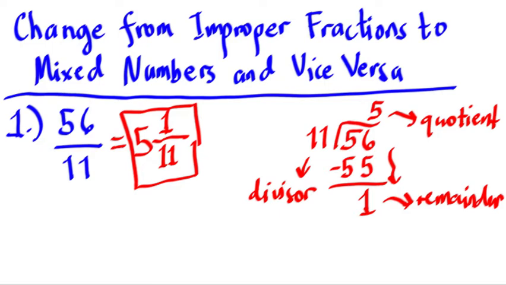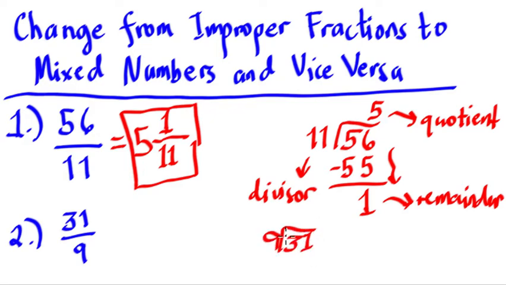For number two, let's have 31 over 9. Let's proceed to the division and show that step by step. 31 divided by 9. How many 9s are there? There are only 3 of them: 9, 18, 27. So let's stop with 27. 31 minus 27 is 4, if I'm not mistaken.